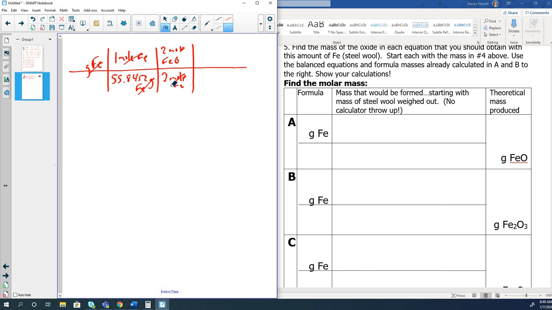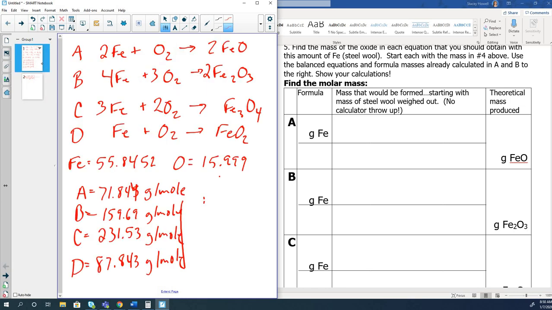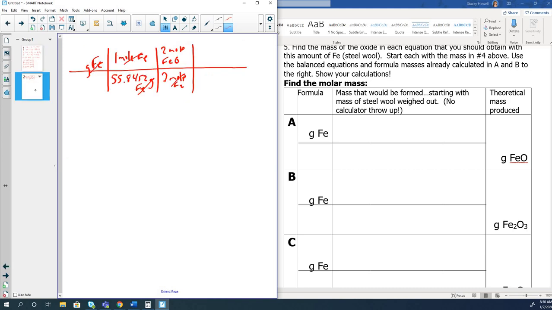The last one is going to be number 3 up here. I'm going to go from moles to grams. Well, we've already added that up. For A, it was 71.844. So I'm going to put on the top 71.844 grams of FeO. On the bottom, I'm going to put 1 mole of FeO. That's going to cancel out. Now, all I have to do is when I get back to lab, plug this in, and I can find out how much I should be able to get.